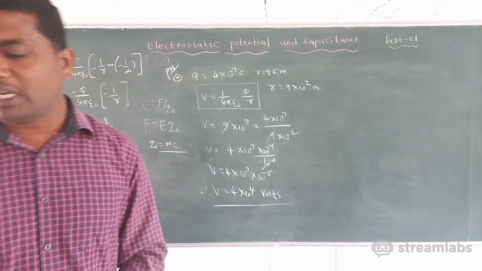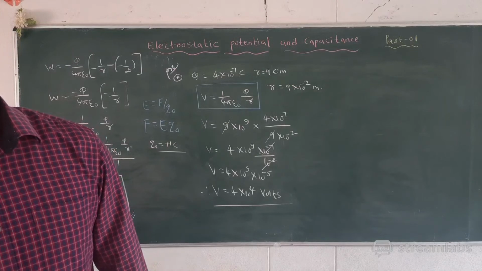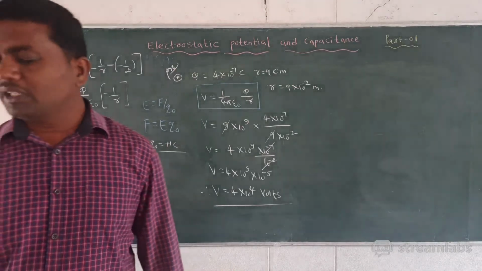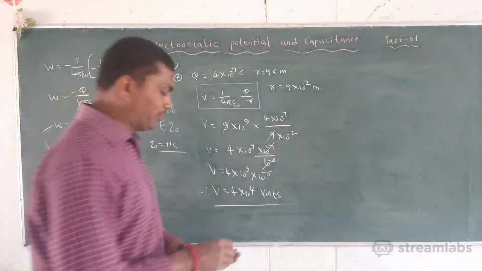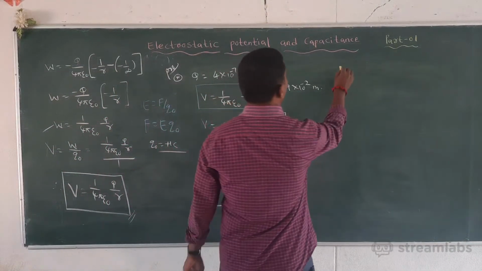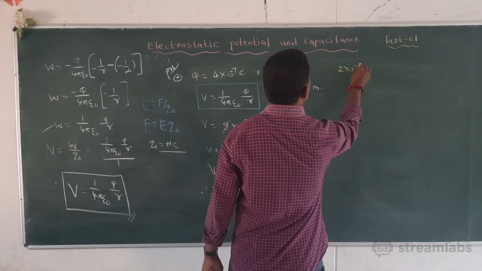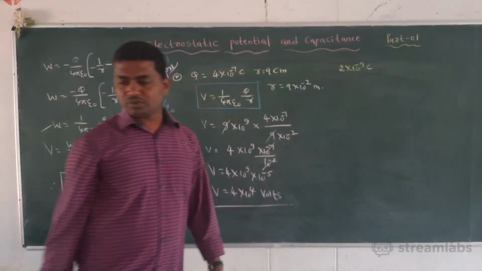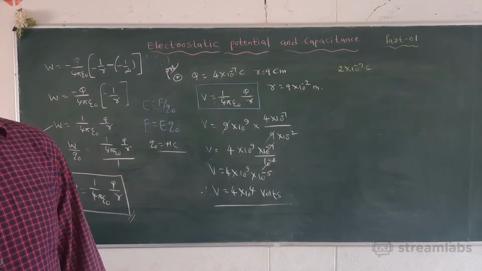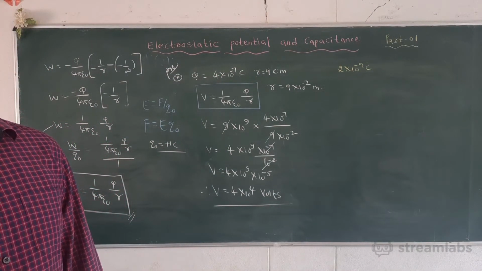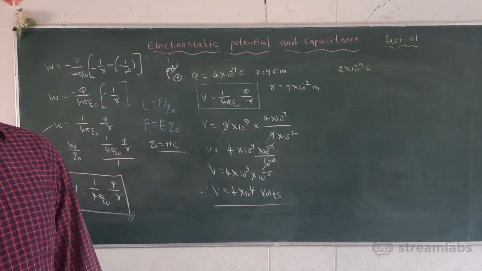Next, another thing is asked. In part b of the question: hence obtain the work done in bringing a charge of 2 into 10⁻⁹ coulombs from infinity to point P. So now we can calculate the work value.